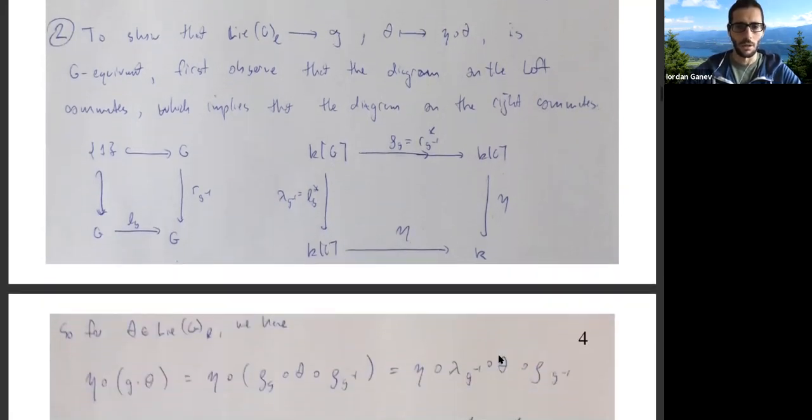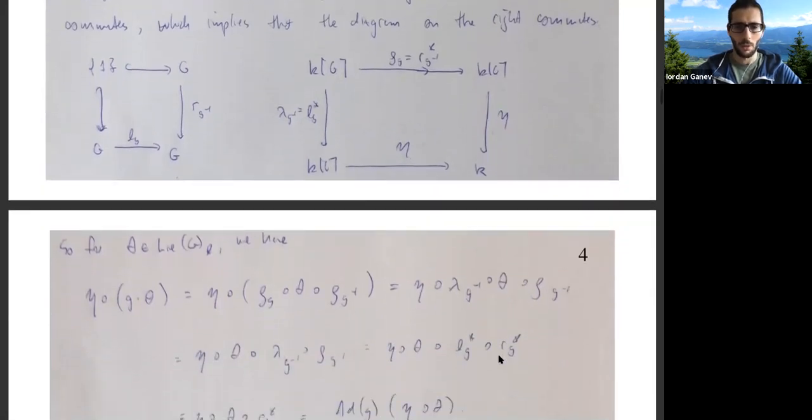Okay, so this is just some diagram nonsense, but it is helpful because now, if we have something in the left invariant vector fields, we want to show that this map that sends theta to eta composed with theta is G equivariant. So let's first start with g dot theta. G dot theta by definition is conjugating by rho g.